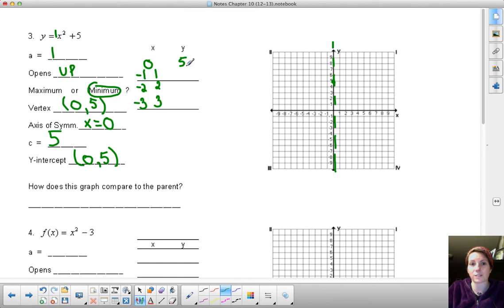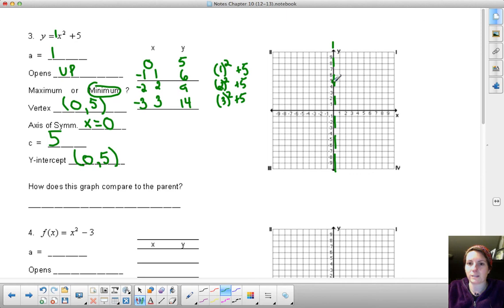Now we need to do some work to find those other values. In this case, we need to take our x value, square it, then add 5. So 1 squared plus 5 is 6. 2 squared, then add 5, that's 9. 3 squared, then add 5 is 14.